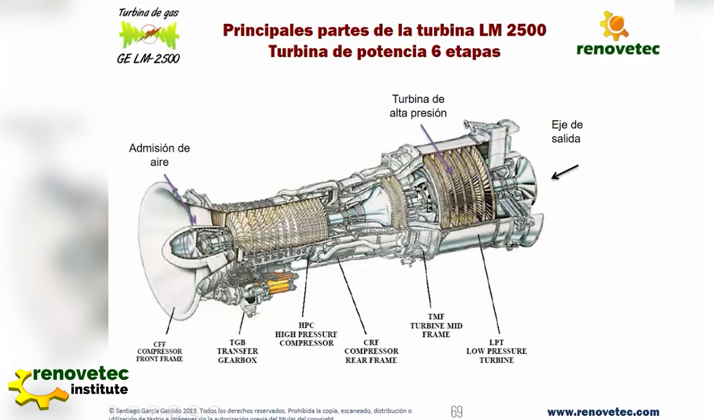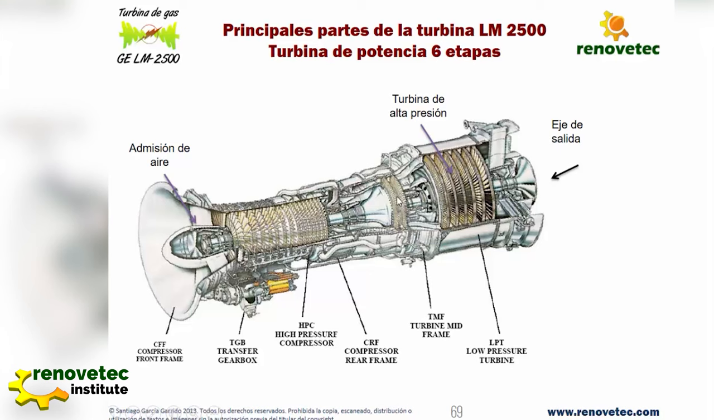This shaft and this shaft are disconnected, completely independent. The number of stages that we have here is 16, but there is a model with 18, even 19. Depending on the number of stages, of course, the pressure here is higher or lower.